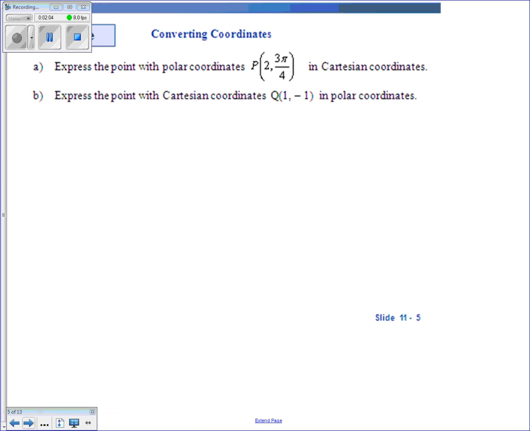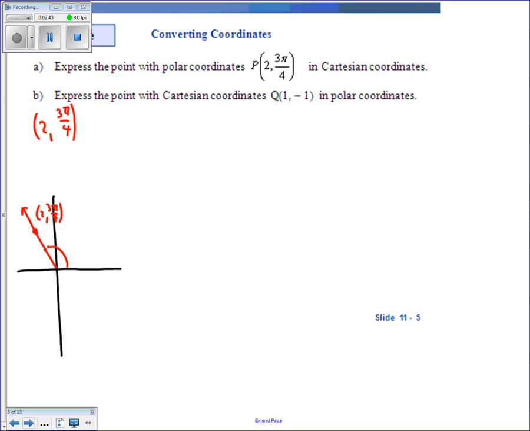Okay, so let's convert some points. We're given the polar coordinates 2, 3 pi over 4. So if you were to graph it, I would go around 3 pi over 4, so this would be my terminal side, and my distance away from the origin would be 2, so I'd be moving this direction. So this is the point 2 comma 3 pi over 4. Now one thing that you've got to do when you're looking for these coordinates is you've got to graph it. You've got to see where the point actually lies, which quadrant.